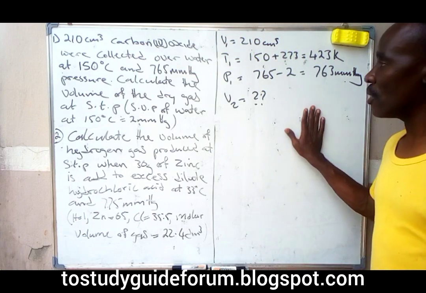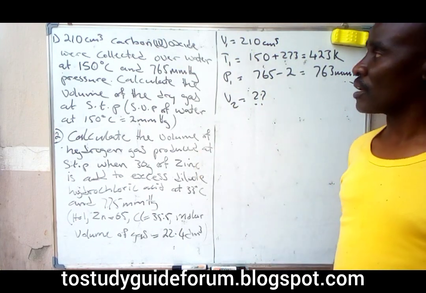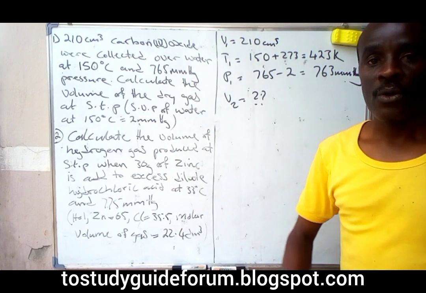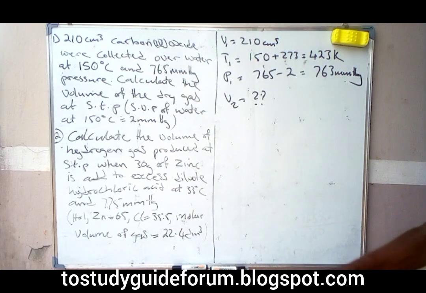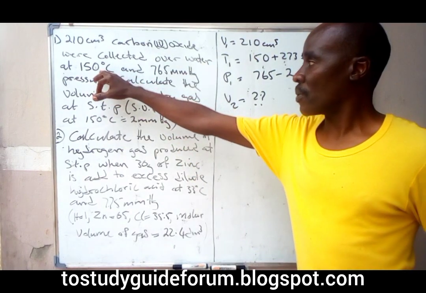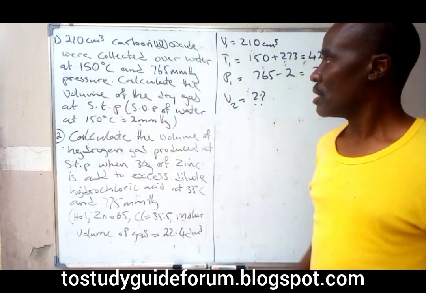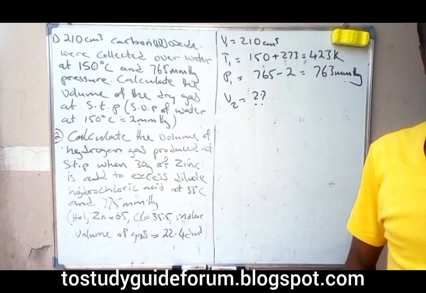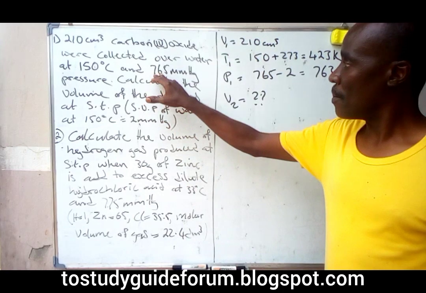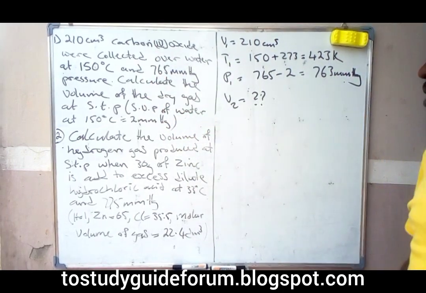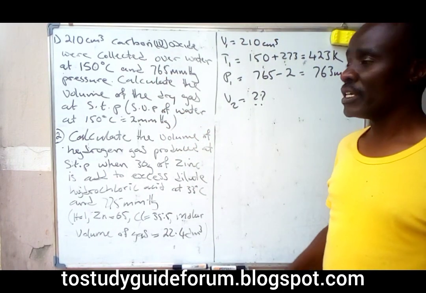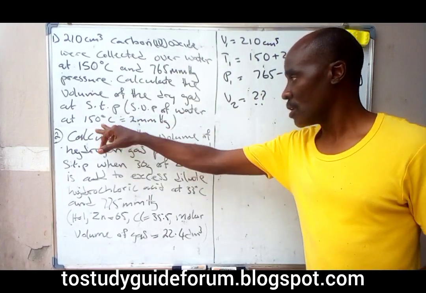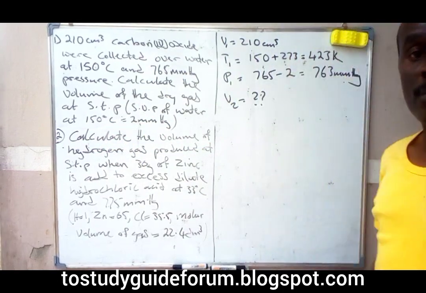Here we have a question we are looking at. We are going to be calculating the volume of dry gas carbon 4 produced. The carbon 4 is collected over water at a temperature of 150 degrees Celsius and 765 millimeter mercury. We are given the saturated vapor pressure of water at that temperature to be 2 millimeter mercury.